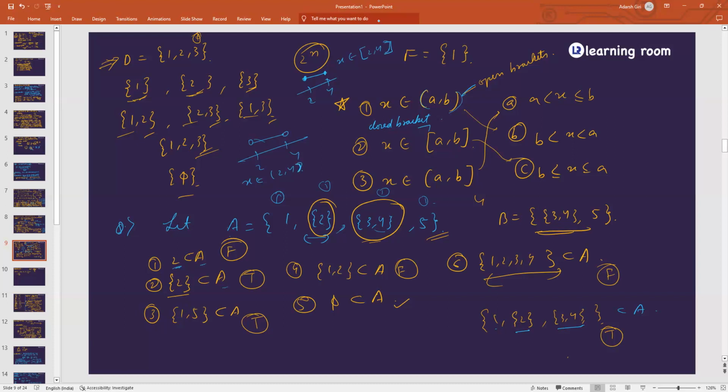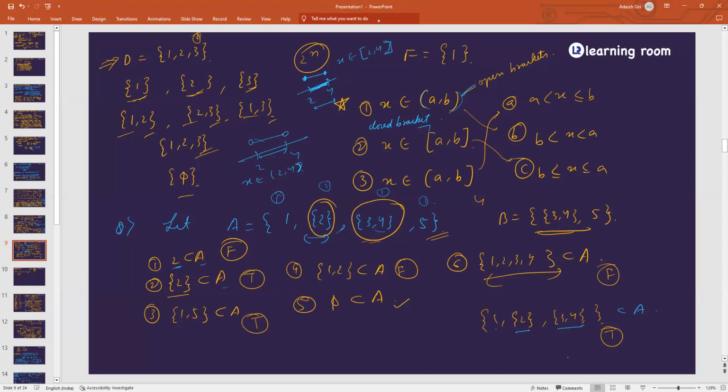If it is open bracket, it will start from 2.1 and it will end at 3.999999. Closed bracket is not only 2 and 4. It is starting from 2, containing 2 and containing 4, and in between all the ranges. Okay, sir. This is all.